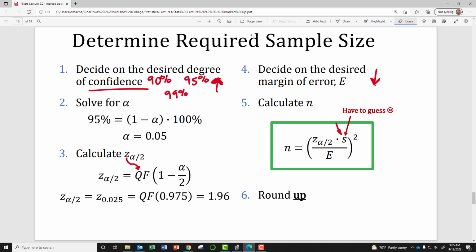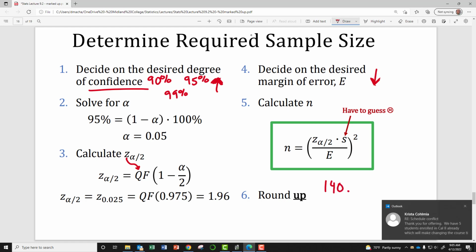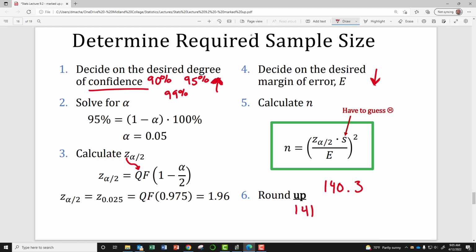So in any case, that's the formula for n, and after you use this formula, you might have a little bit of a decimal, right? So you might end up calculating that your required sample size is 140.3 or so, right? And so when we round up, this is eventually going to be 141, and that would be our sample size for our experiment or for our survey. So that's the process, and let's work a few examples before the end of this video.